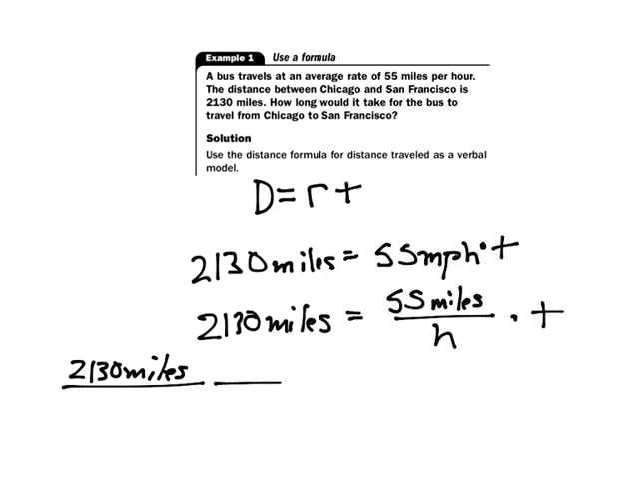If you divide by 55 miles per hour, you end up with 2,130 miles over, and then I'm going to just flip and multiply there, and I end up with hours, 55 miles on the bottom, and the miles cancel, and you divide 2,130 by 55, and you get approximately 38.72 hours.